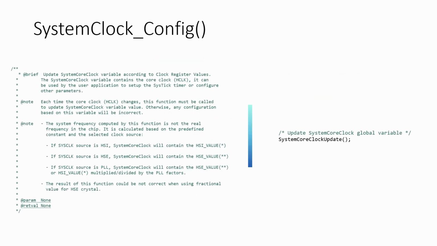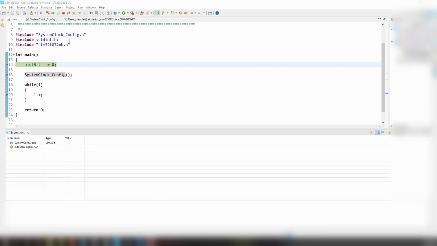The system core clock update function does the reverse job of computing the actual CPU clock frequency based on the RCC settings and then updates the system core clock global variable. It is a convenient way to check if things have been set as expected. Okay, so before starting code execution, you must have a value of 8 MHz corresponding to the nominal clock setting at startup. Once we enter the while loop, the clock should now be 48 MHz.